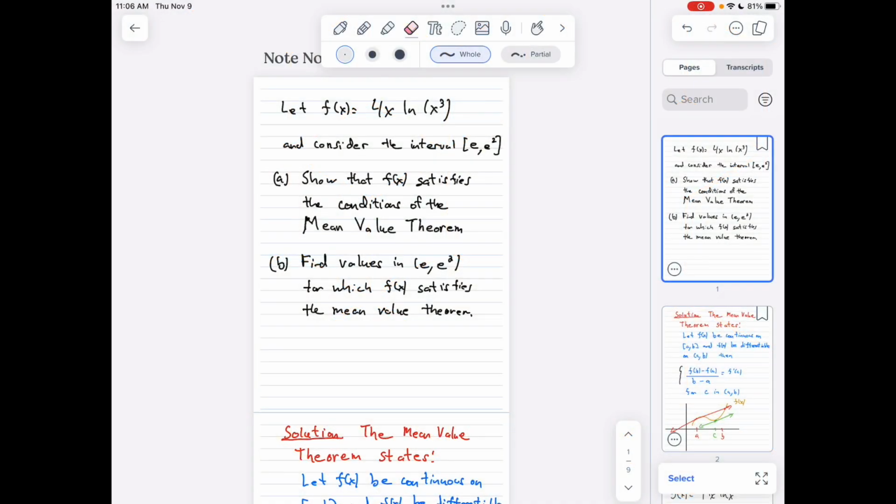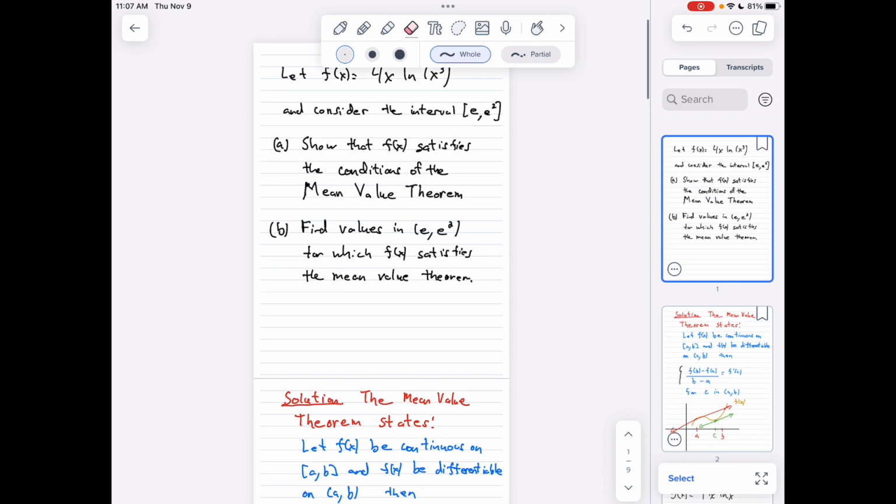Let f of x equal 4x times ln of x to the third, and consider the closed interval e to e squared. So we're asked to show that f of x satisfies the conditions of the mean value theorem, and find values in the open interval e to e squared for which f of x satisfies the mean value theorem.